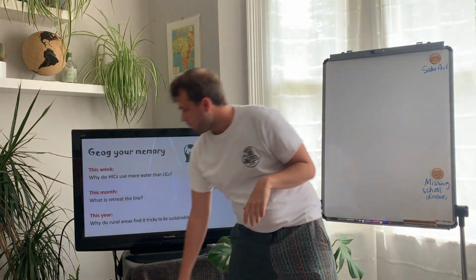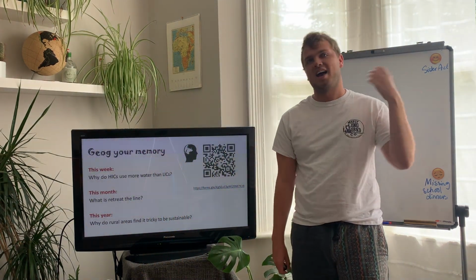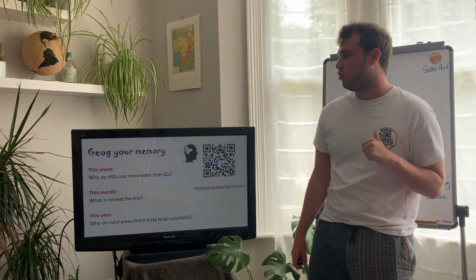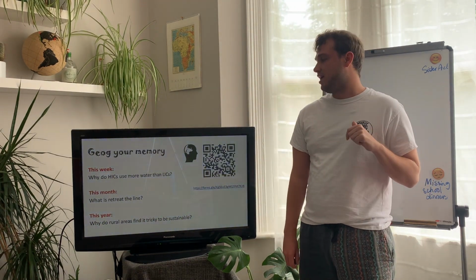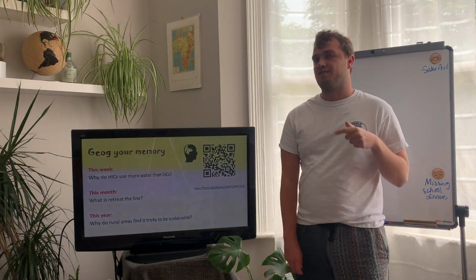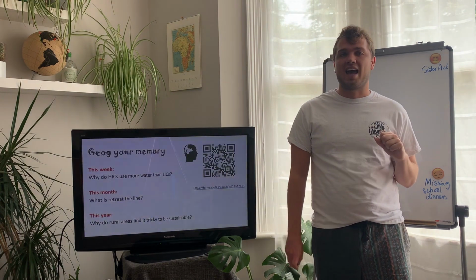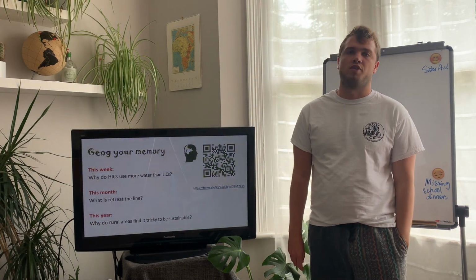So before we get started, as we always do, jog your memory, 3 quick questions. Why do HICs use more water than LICs? What is retreat the line? And why do rural areas find it tricky to be sustainable? So scan the QR code or follow the link and go and have a go at this jog your memory for us, please.